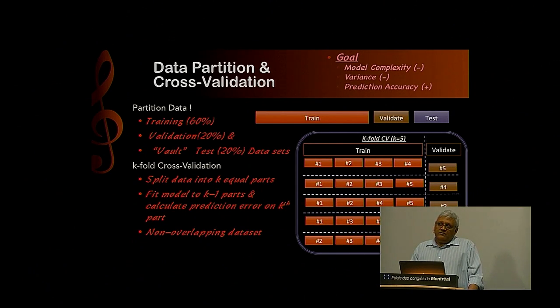Is there any folklore as far as how you pick what the vault data is? Is it just random? It should be random selection, without replacement. So what you do is you have 100,000 records, right? You say okay, 60, 20, 20. You select this 20% randomly out of these 100,000 lines, for example. Take them out, put them into this.